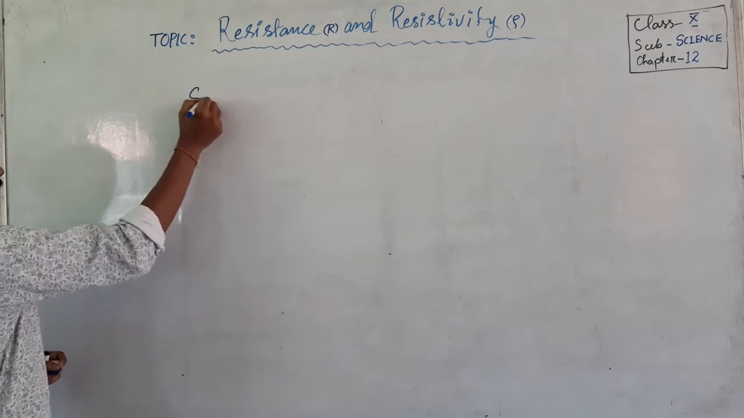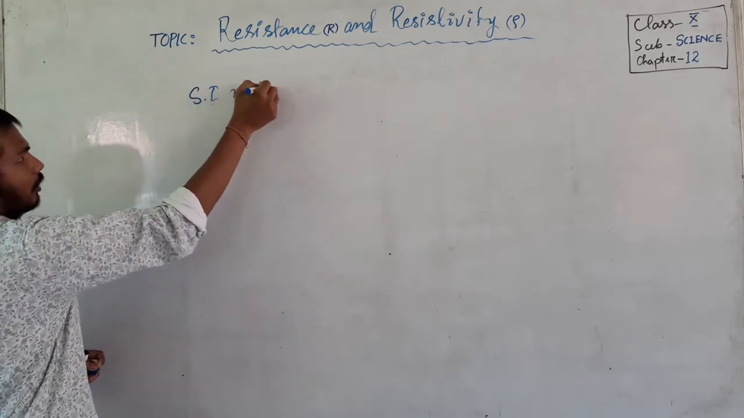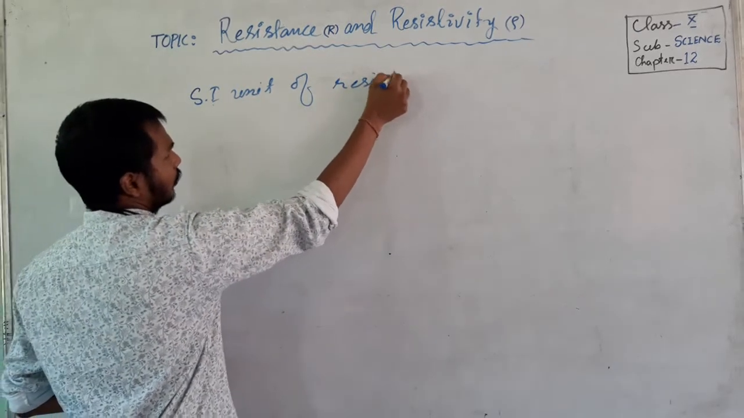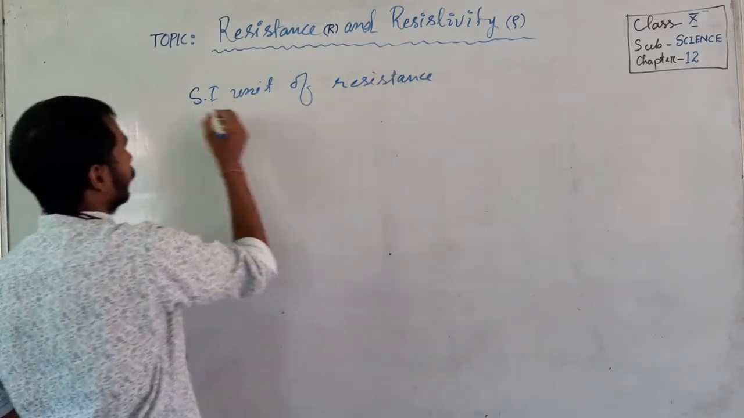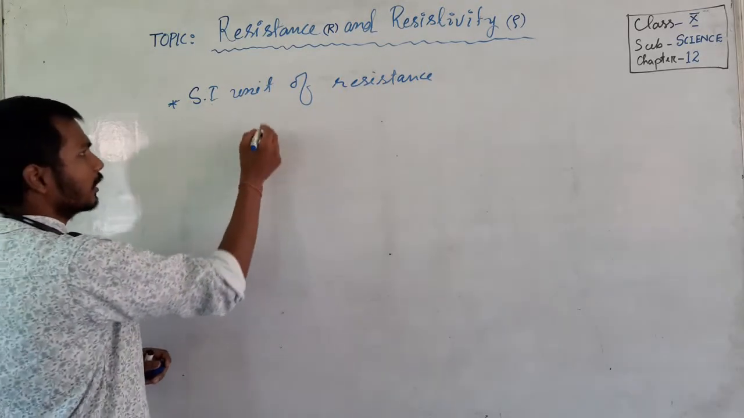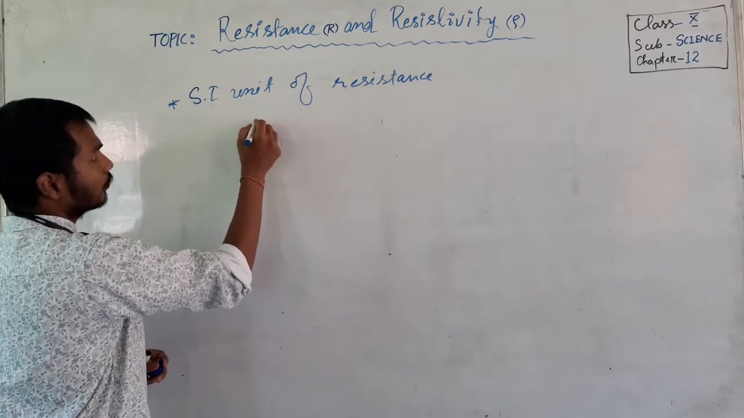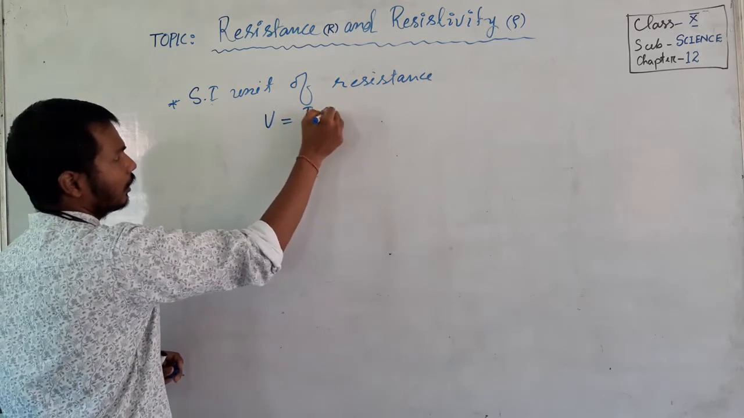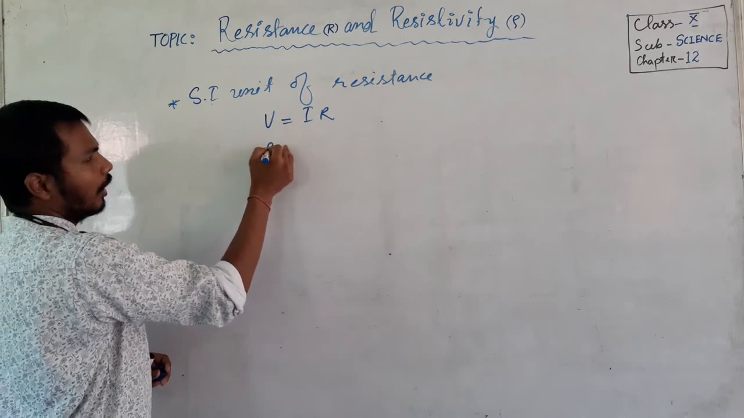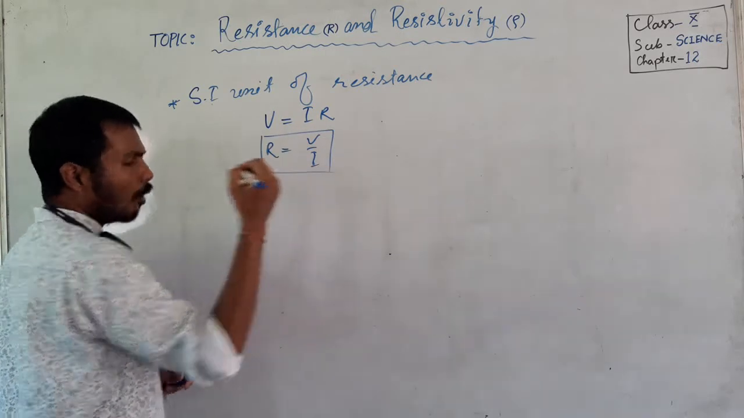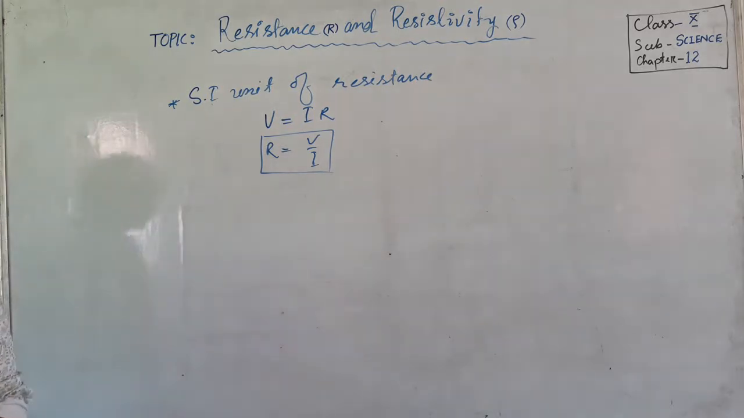Okay. SI unit of resistance. Okay. So what is the SI unit? The SI unit of resistance is ohm. We know V is equal to IR. Therefore, R is equal to V by I. This is a relation from Ohm's law to calculate the value of resistance.